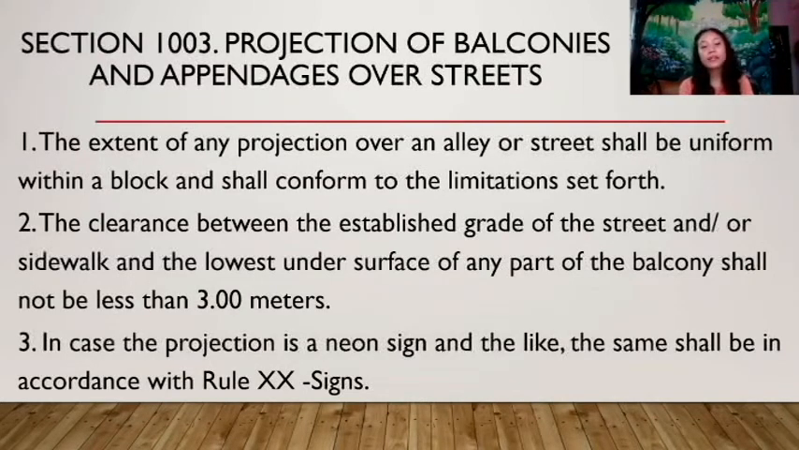For Section 1003, talks about projection of balconies and appendages over streets. So number 1, the extent of any projection over an alley or street shall be uniform within a block and shall conform to the limitations set forth. Number 2, the clearance between the established grade of the street and or sidewalk and the lowest undersurface of any part of the balcony shall not be less than 3 meters. Number 3, in case the projection is a neon sign and the like, the same shall be in accordance with the Rule 20 signs.